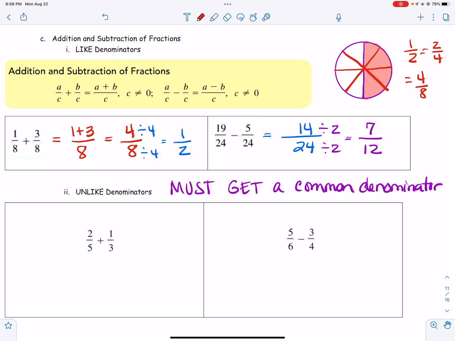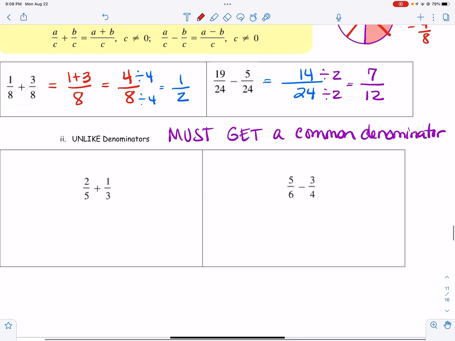And so that's what we're doing. We're writing these fractions in different ways. And so when you find a common denominator, usually we use the least common denominator. But sometimes if we can't find the least common denominator, we can multiply those denominators together to find a common.